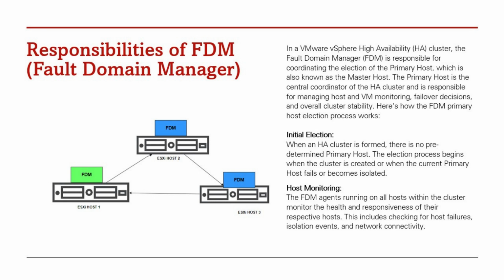Here's how the FDM primary host election process works. Initial election. When an HA cluster is formed, there is no predetermined primary host. The election process begins when the cluster is created or when the current primary host fails or becomes isolated. Host monitoring. The FDM agents running on all hosts within the cluster monitor the health and responsiveness of their respective hosts. This includes checking for host failures, isolation events, and network connectivity.